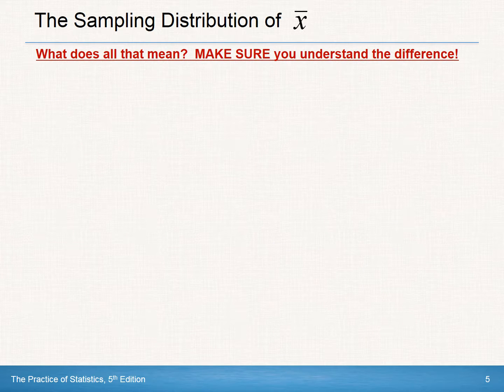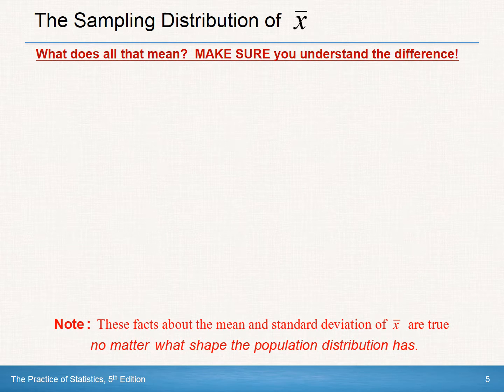Let's just make sure you understand the difference. Please make sure that you understand that the facts about the mean and standard deviation of X bar, or my sample, are true no matter what shape the population distribution has. So we're going to take a look at the mean and the standard deviation of the sampling distribution. They are always going to be true no matter what shape the population distribution has. If you remember from the previous slide, the population distribution was skewed to the right. However, my sampling distribution was approximately normal.